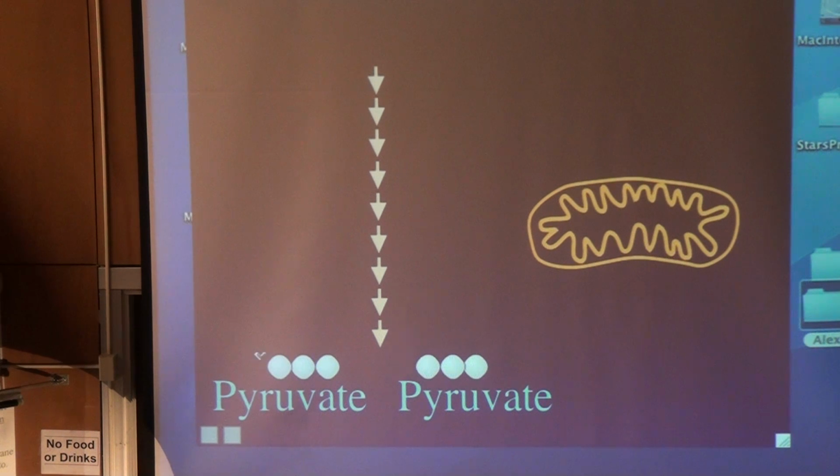Okay, just to summarize it again, this is the only step of respiration that takes place in the cytoplasm. Each glucose becomes 2 pyruvates, which are C3 molecules, and the net yield per glucose is 2 NADHs and 2 ATPs.